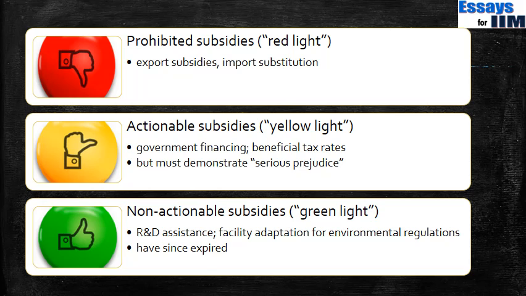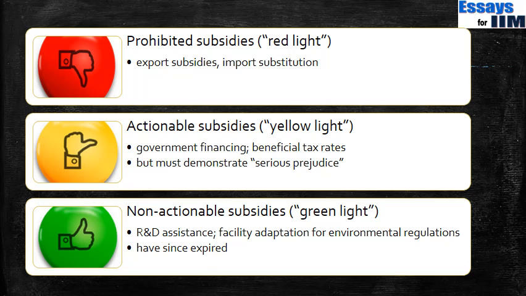There are certain actionable subsidies, which are the yellow lights, which are okay in some cases, not okay in others. You need to demonstrate serious prejudice to your industry. That is, let us say India is taking action against China. India has to show that this particular subsidy is causing serious damage to India. So these could be something like government financing or beneficial tax rates to particular industries.